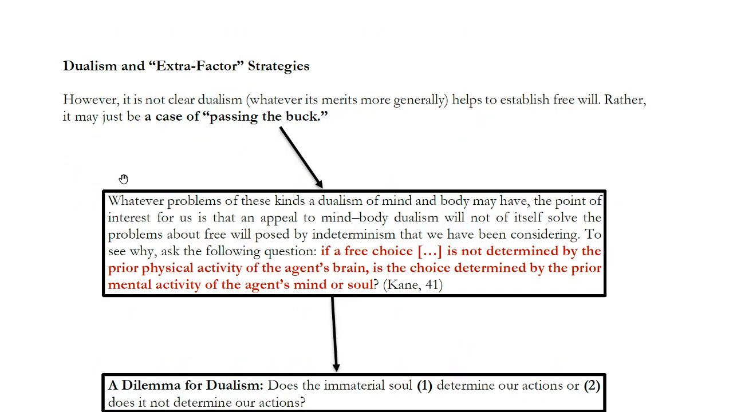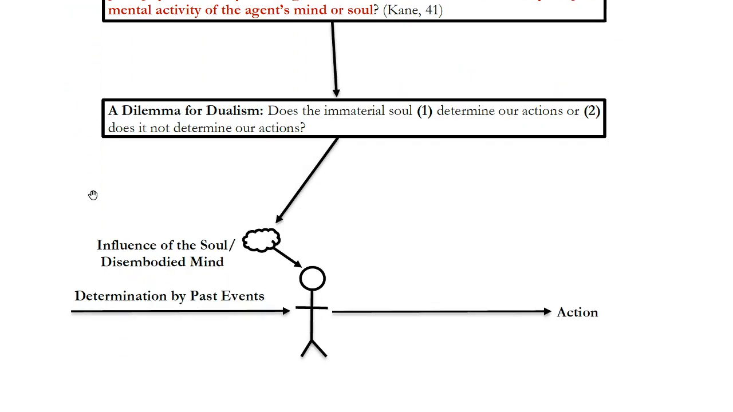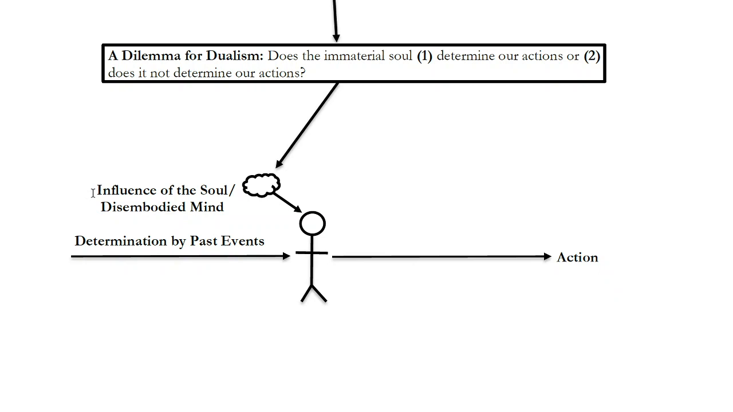So why can't we hold this? Well, of course, one problem is that to make this solution work, you have to prove the existence of the soul, which is a controversial claim in itself. But even beyond that, let's ask the following question. Suppose it's true we have an immaterial soul. Suppose it's true that in some sense the influence of the soul, or this disembodied mind, is what causes us to do the things we do.